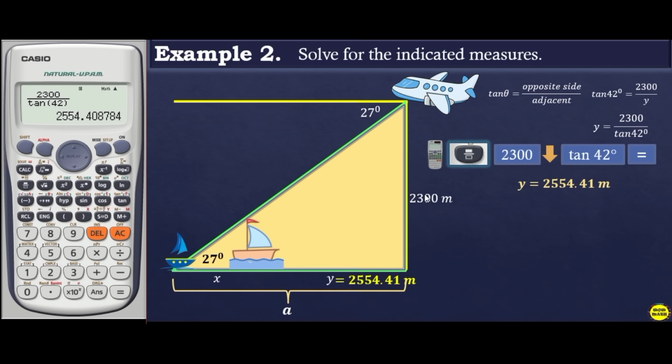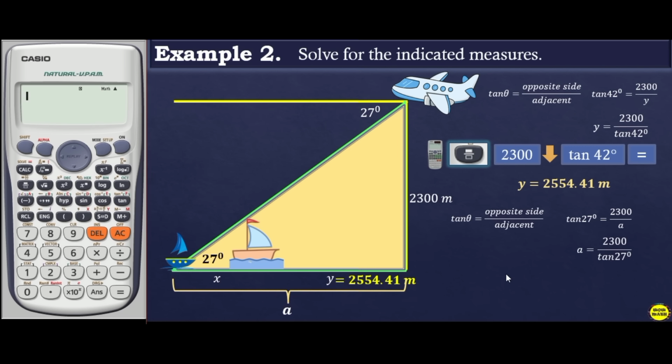So, opposite, ang gagamitin natin is still tangent, opposite side over adjacent. Your adjacent is represented as A. So, we have tangent 27 degrees, your angle, is equal to your opposite side which is 2,300 over A. A muna kasi hindi pa natin alam yung sukat nitong buo. So, we have cross multiply. So, you have A is equal to 2,300 over tangent 27 degrees. So, let us solve using calculator.